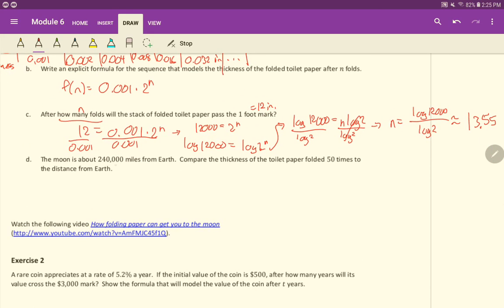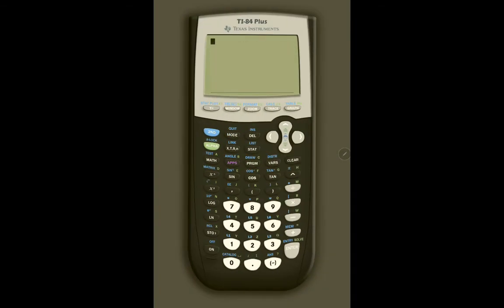All right. The moon is about 240,000 miles from Earth. Compare the thickness of the toilet paper folded 50 times to the distance from Earth to the moon. Okay, so let's go ahead and see what 50 times would be. So we'll put it into our function there. So f of 50 equals 0.001 times 2 to the 50th. And that's going to give us a number of inches. Now, if we type that into our calculators, I have a feeling this is going to overflow. Oh, no, it did give me an answer, but it gave me a really big decimal. In fact, I'll go ahead and show it to you here. 0.001 times 2 to the 50th. Okay, get a big number.